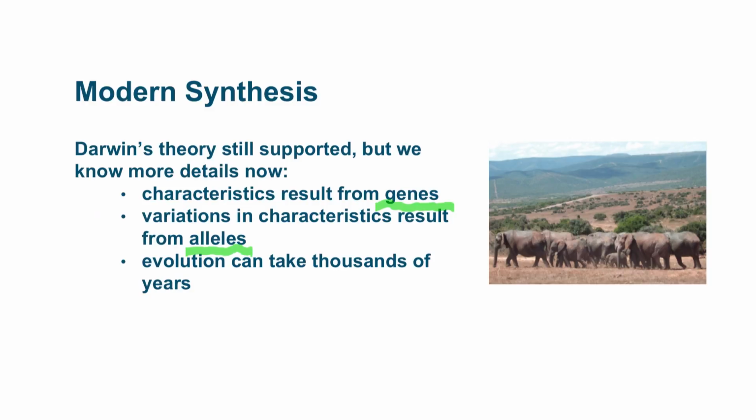And remember, we talked about alleles when we discussed Mendelian genetics, so go back over the lectures and the readings from those sections if you need a refresher. And also, we know now that evolution can take thousands of years, although in some cases it can happen over the course of a few generations.